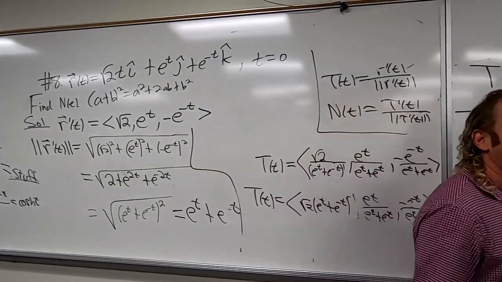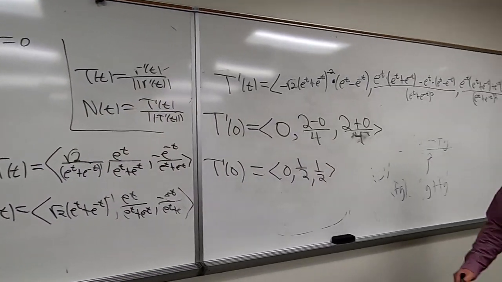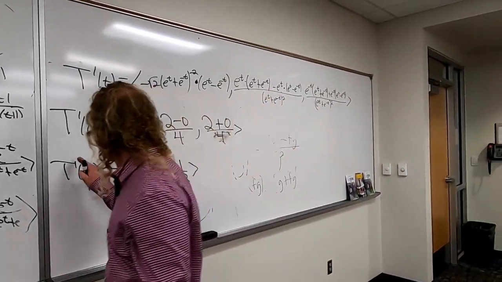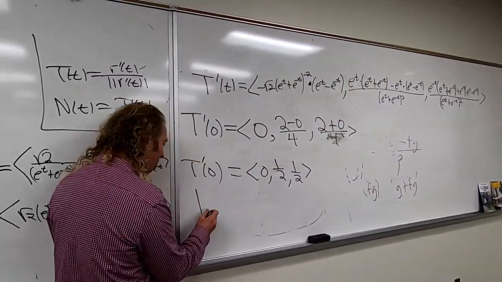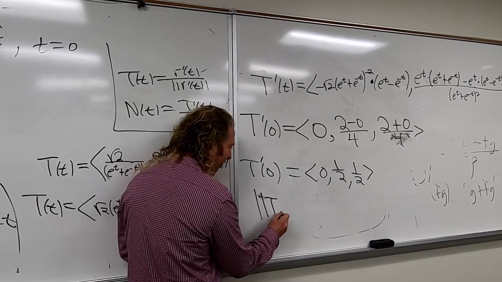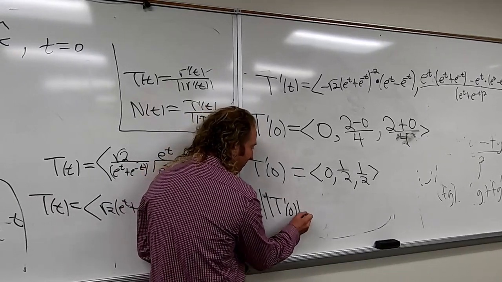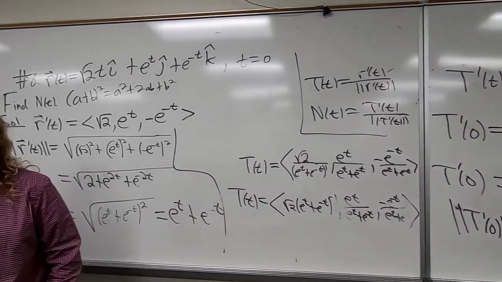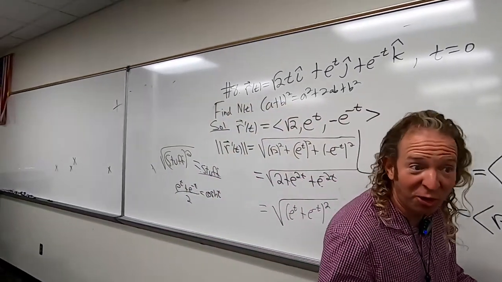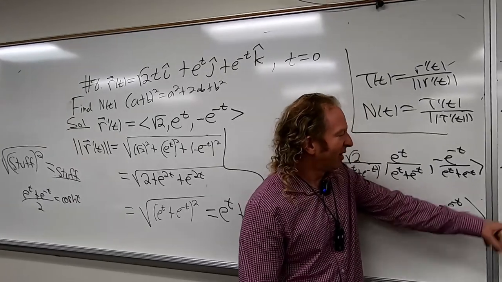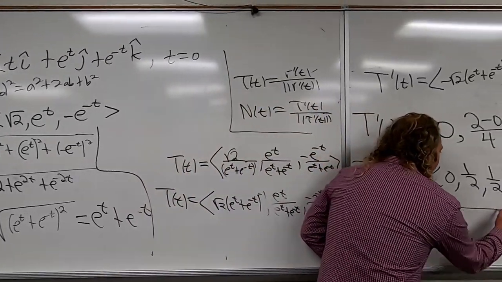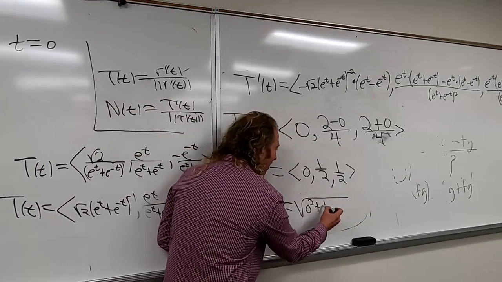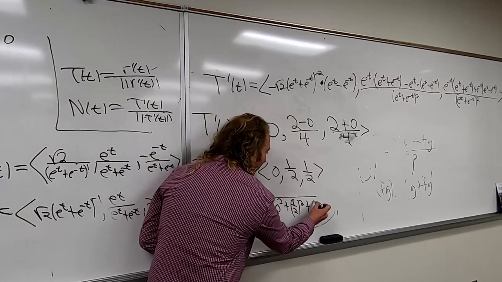What's the next step? What do we have to find? The magnitude. Yes, very good. The magnitude has other names, by the way. It's also called the length. It's also called the norm. Norm, length, magnitude, Euclidean norm. You can call it that. So this is going to be the square root, and then you do 0 squared plus 1 half squared plus 1 half squared.